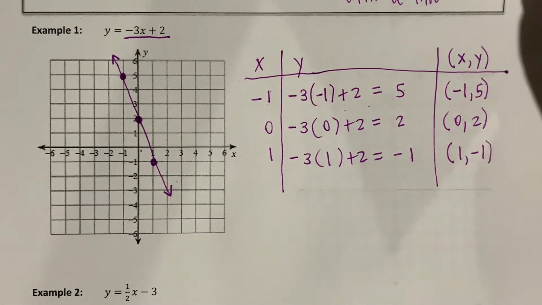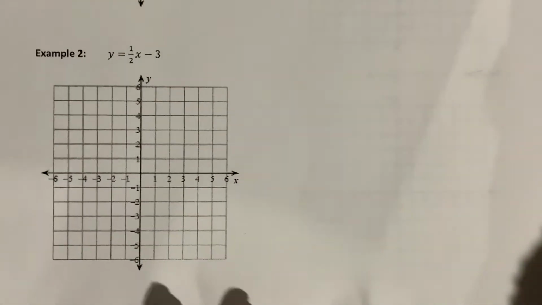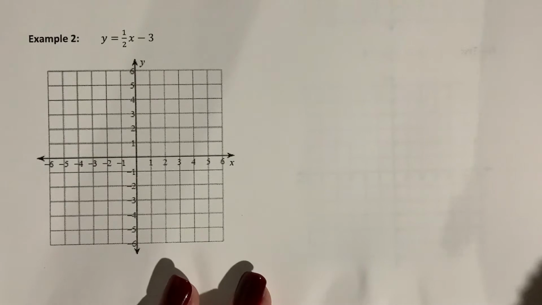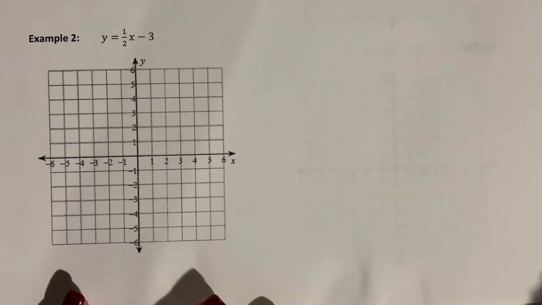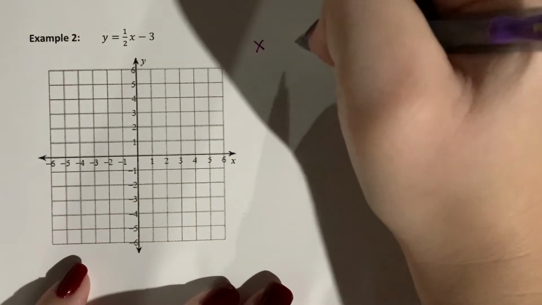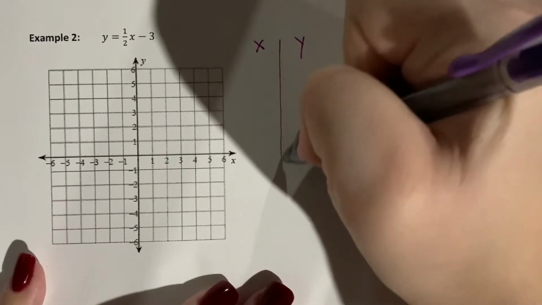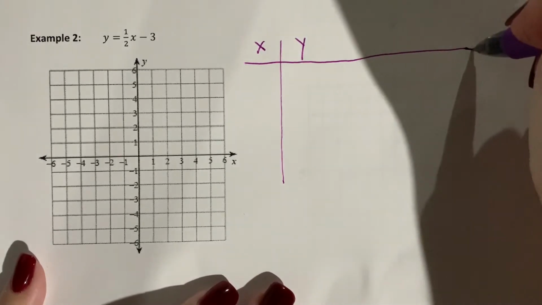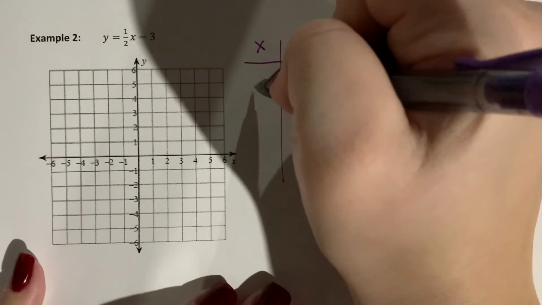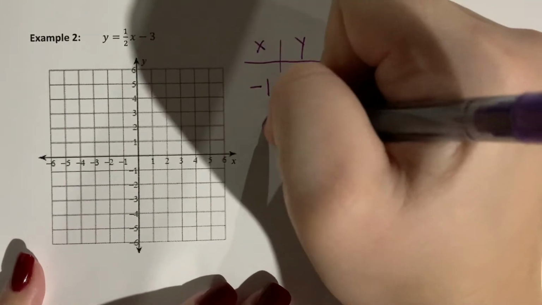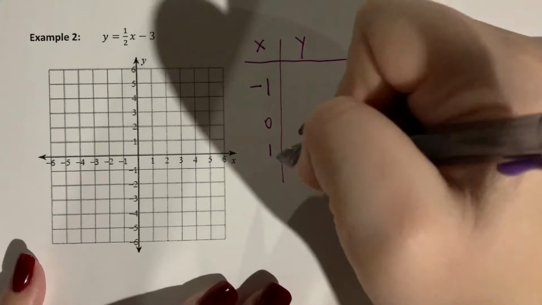All right, let's look at example 2. So on example 2, I have another equation, y equals 1/2 x minus 3. It's in slope-intercept form for me. So I can start off by making my xy table. And again, I'm going to make my table really wide so that I can make that last column with the ordered pairs. The 3 x values I like to use are -1, 0, and 1.